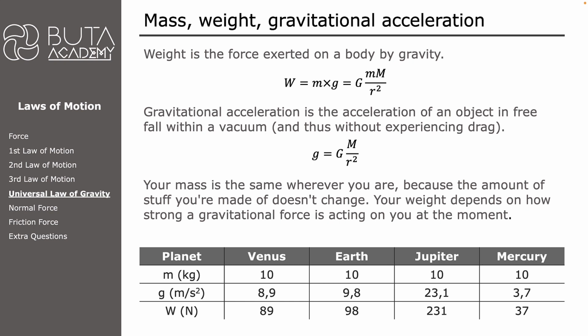On Venus, weight of an object is slightly smaller than the one on Earth, 89 newtons, as the gravitational acceleration on it is 8.9 meters per second square. The object will be heaviest on Jupiter, as the gravitational acceleration on it is 23.1 meters per second square, and the weight is 231 newtons.